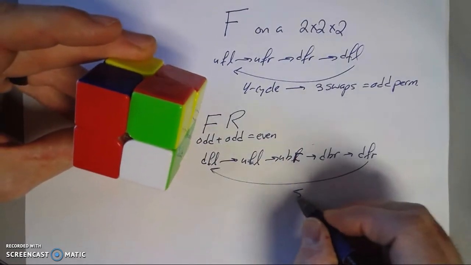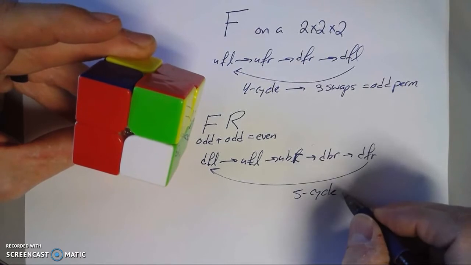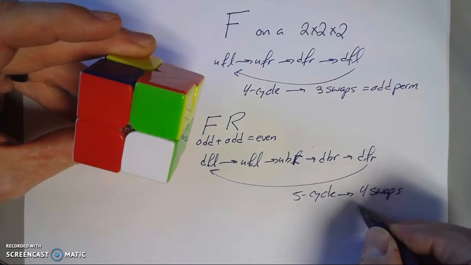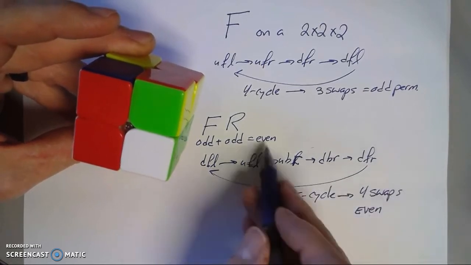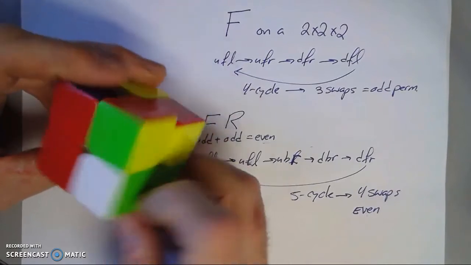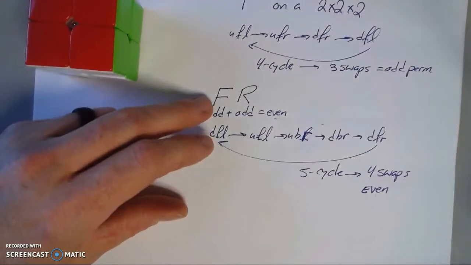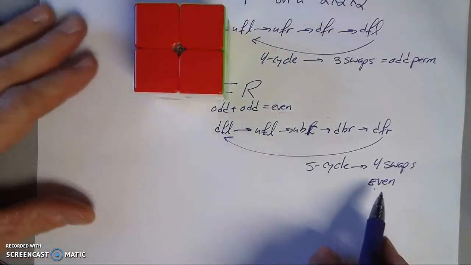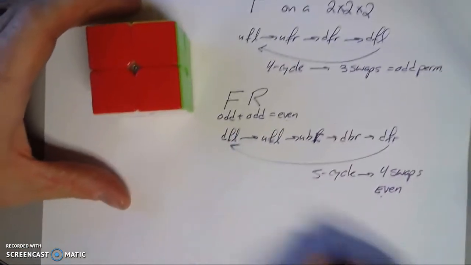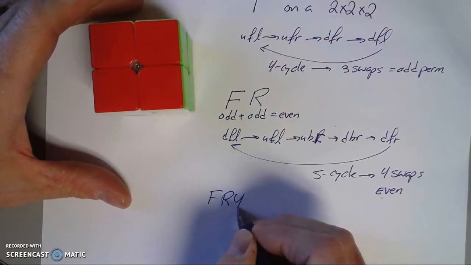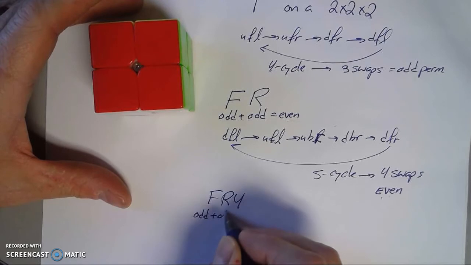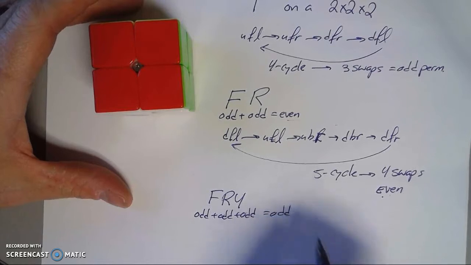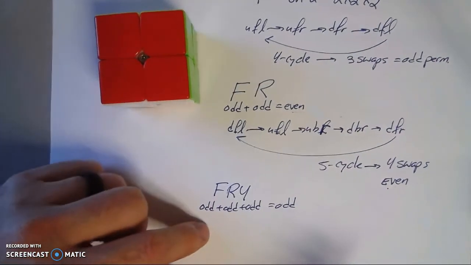But a 5 cycle is the equivalent of 4 swaps, which is even, just like we thought. Right? So sometimes you'll get even permutations on a 2 by 2 by 2, and sometimes you'll get odd permutations. For example, F, R, U, well, that's odd plus odd plus odd equals odd. So this would be an odd permutation.